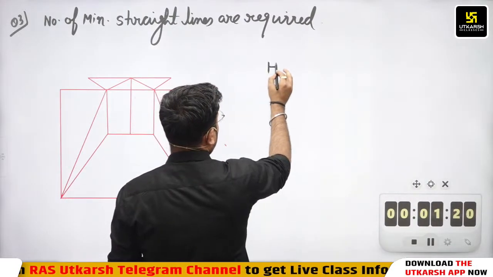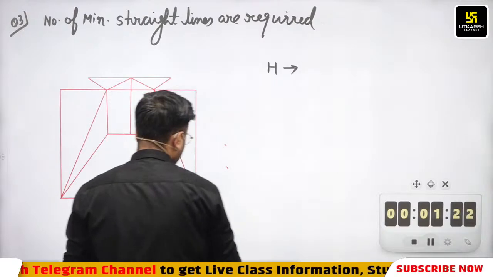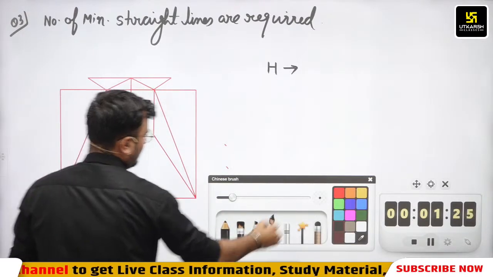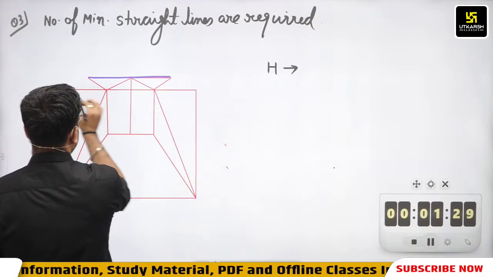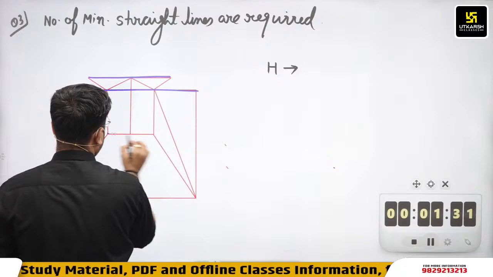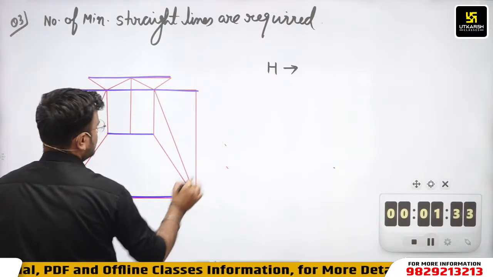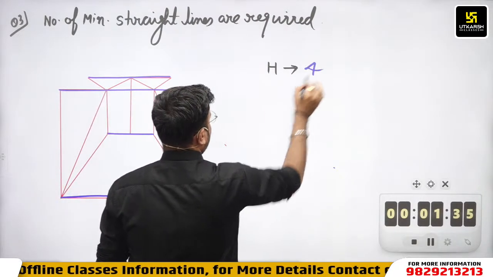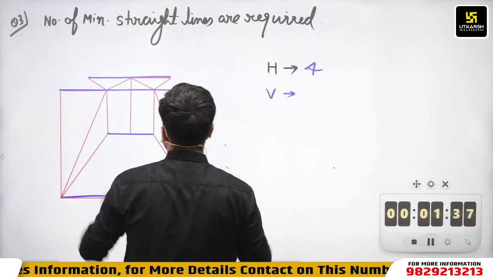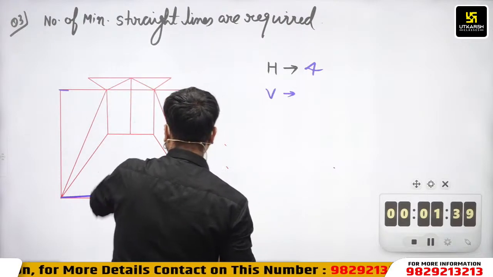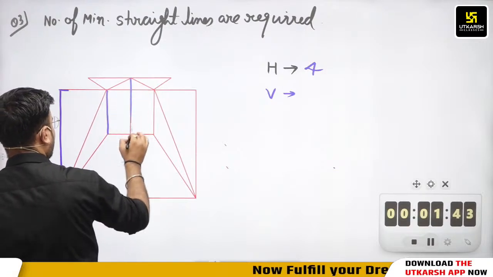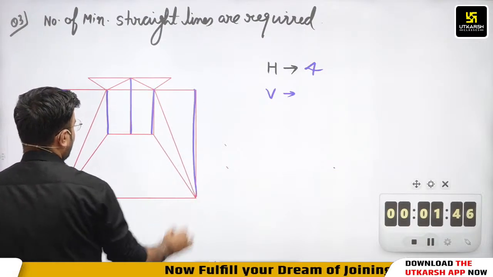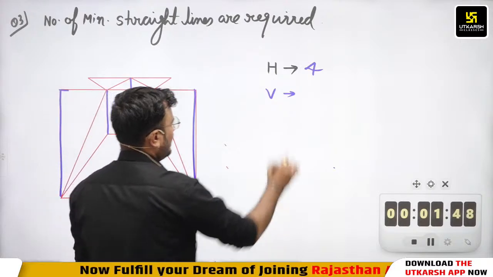So now try to figure out how many straight lines are there to draw this figure. First we are going to count the horizontal lines. How many horizontal lines are there? Starting from the topmost, first, second, third and fourth. So total 4 horizontal lines. Now we are going to count the vertical lines. This one is your first, second, third, fourth and fifth. So total 5 vertical lines are there.